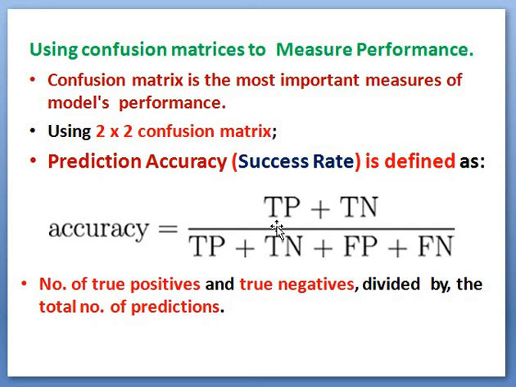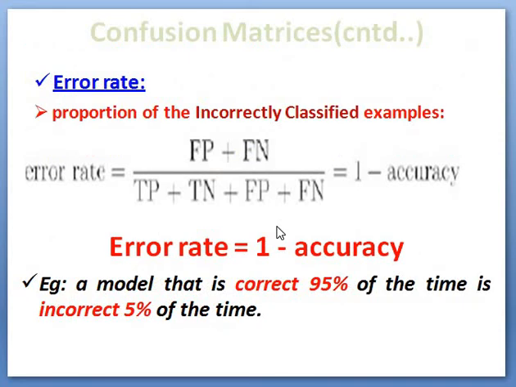That is accuracy. The next measure is error rate. Error rate can be found by the equation FP plus FN divided by TP plus TN plus FP plus FN. So the numerator is the total count of incorrectly classified data items divided by the total data items. So error rate is also equal to 1 minus accuracy. If our accuracy is 95%, then the error rate is 5%. So I hope you understood what accuracy and error rate are.